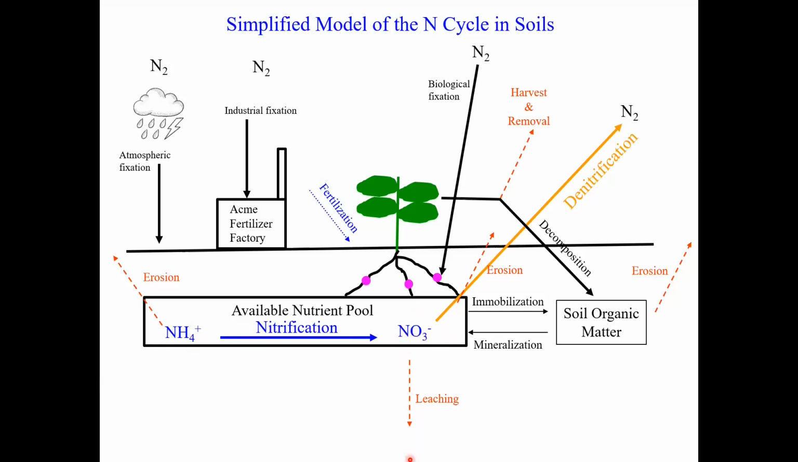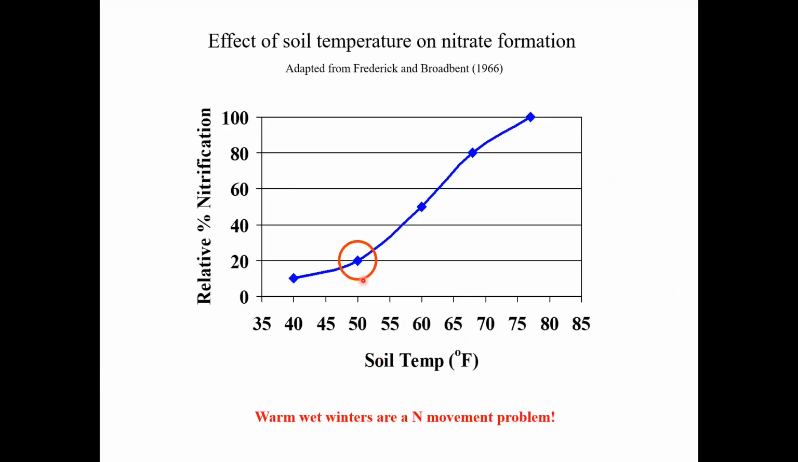It will leach and move into groundwater or get into the drainage tile and then go into the river. Now, this is a biological process and a chemical process. So when we lower the temperatures, we slow the biology and the chemistry down. When we get to about a 50 degree soil temperature, we're only 20% as efficient as if we're at a 78 degree soil temperature.